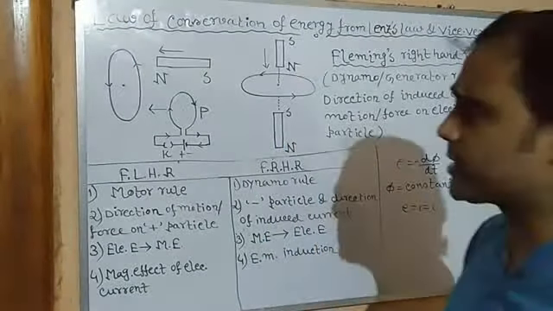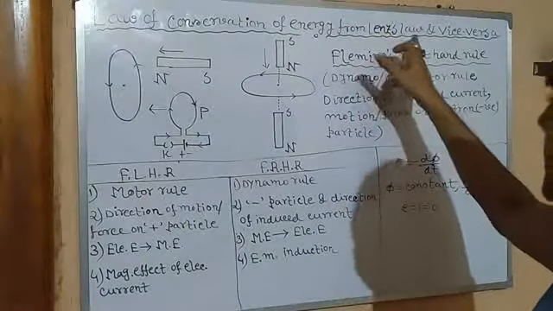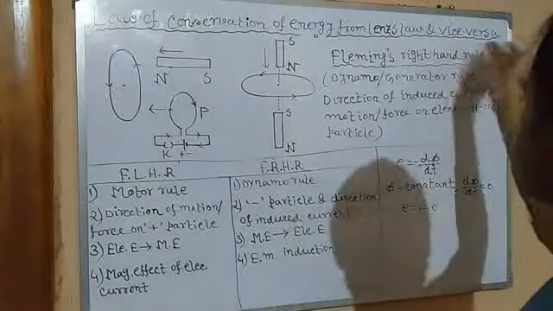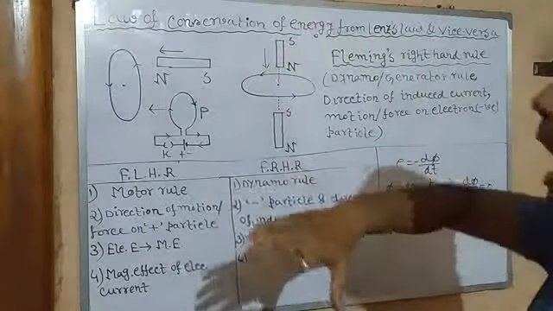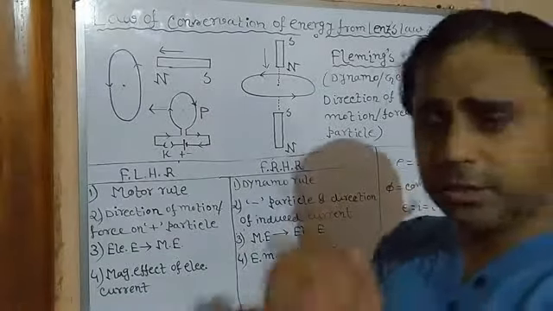So first of all we will see how the law of conservation of energy can be obtained from Lenz's law, and then vice versa, that is, its opposite: how Lenz's law can be obtained from the law of conservation of energy.